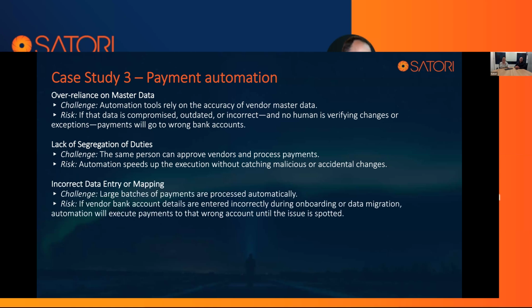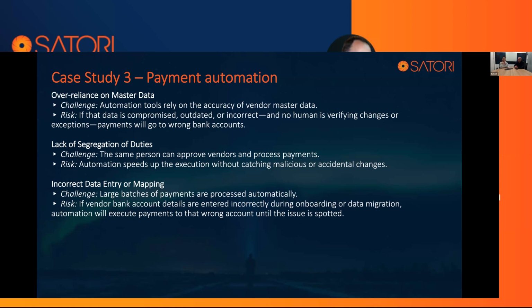Incorrect data entry or mapping is another issue. What we see with our customers, being large companies and organizations, is that very often they process large batches of payments automatically. And again, if any details, such as bank account, which is a very typical example, were entered incorrectly, say during onboarding, or migrated incorrectly from another system, the automated process will be executing payments going to the wrong accounts.